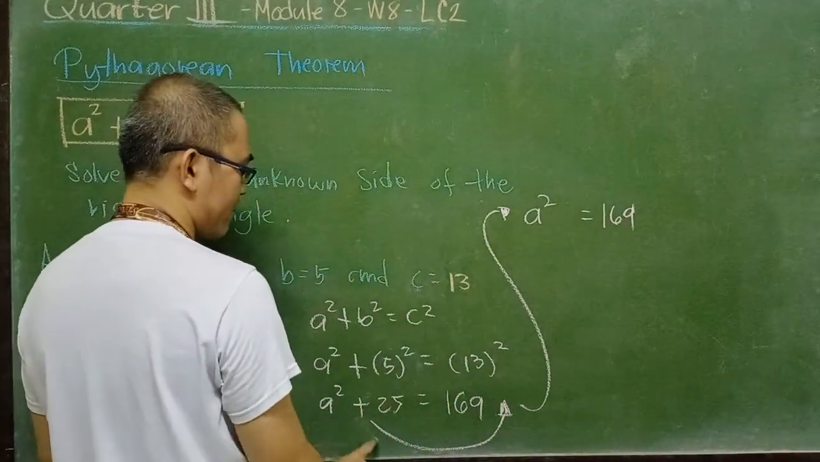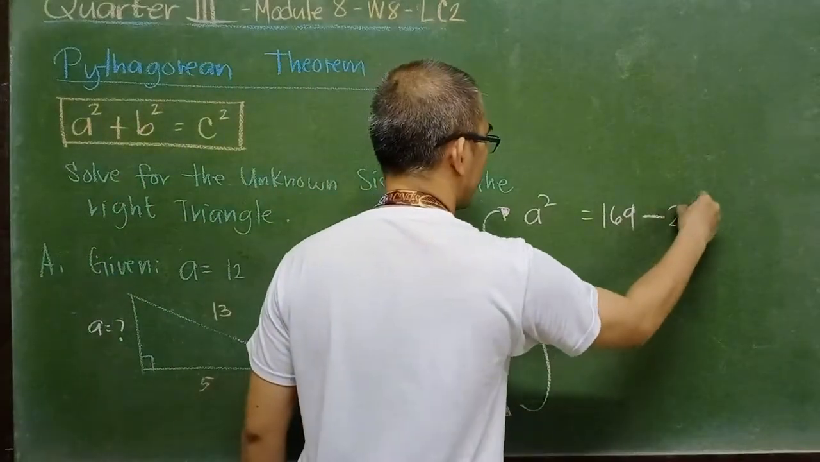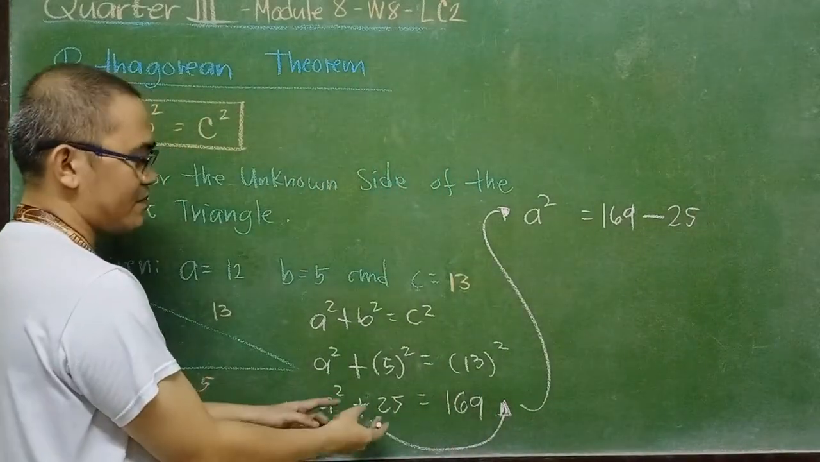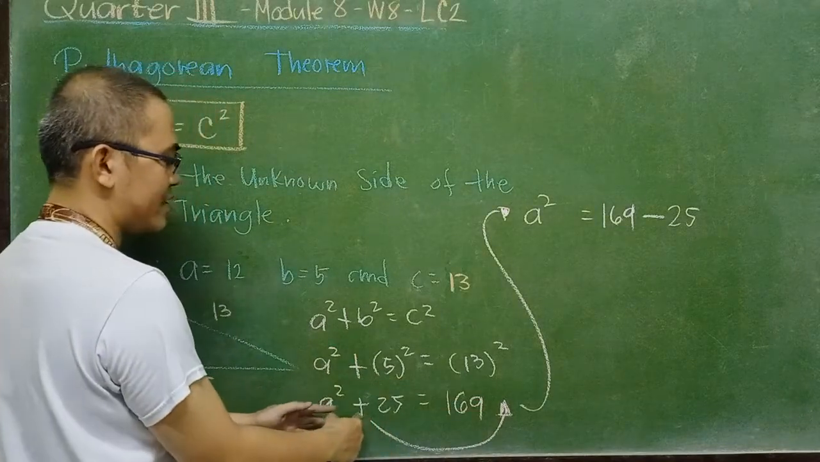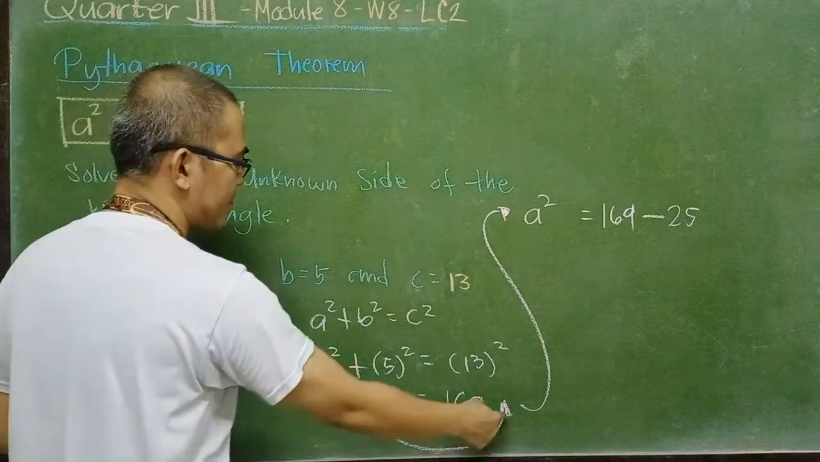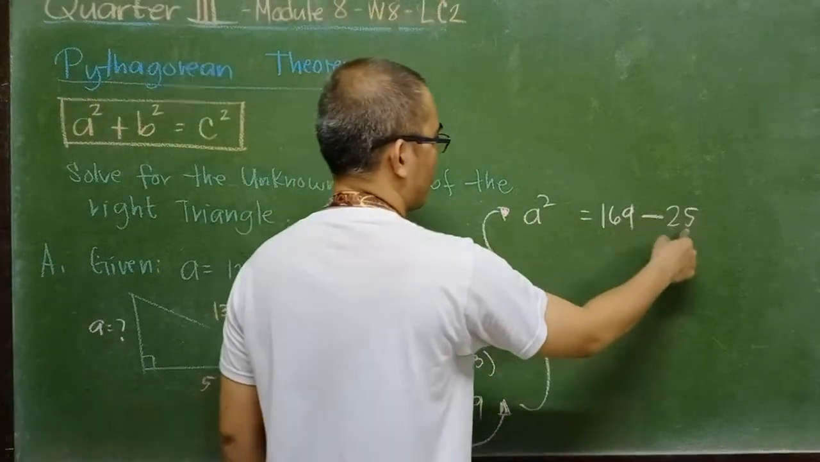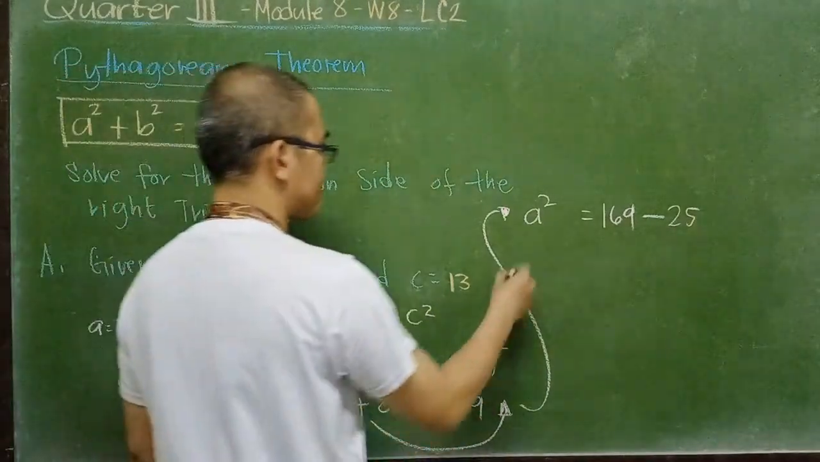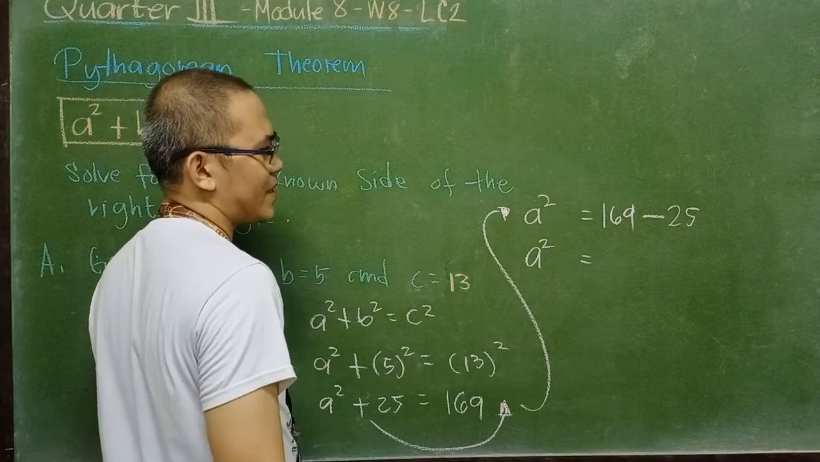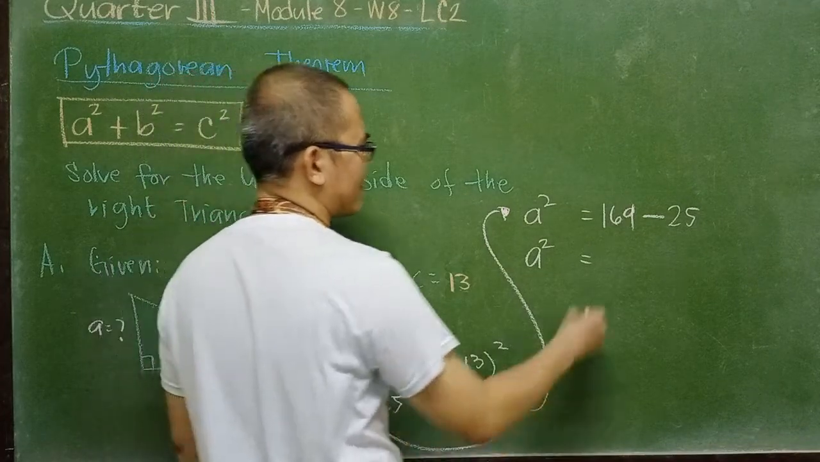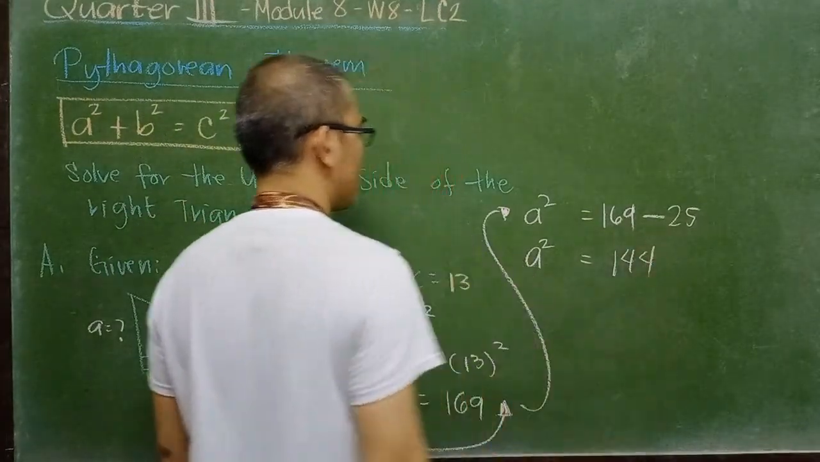So yung positive 25, pag nilipat magiging negative. Magpapalit ka ng sign, pag nilipat mo ang term from one side ng equation papunta sa kabila, papalitan mo yung sign. So kung positive yan, magiging negative. So naging negative 25 na yung positive natin. And then you simplify 169 minus 25, that is 144.